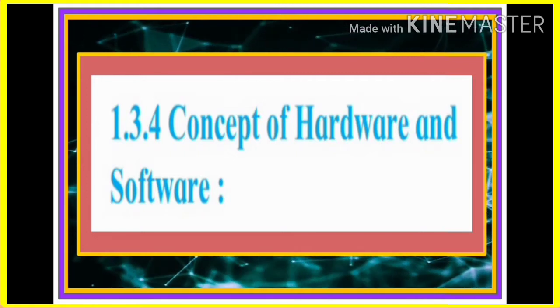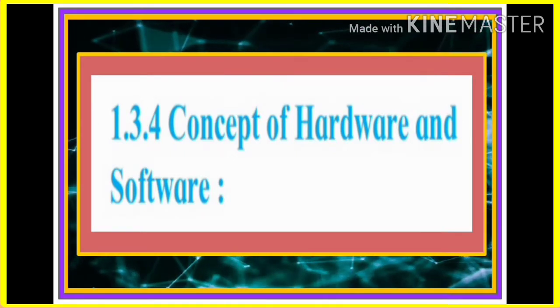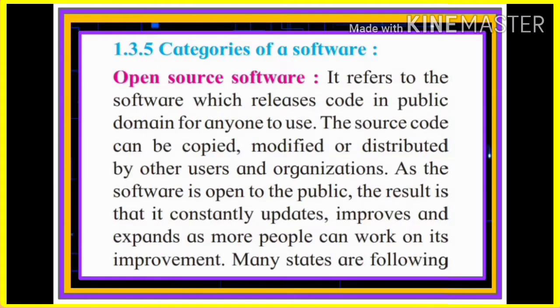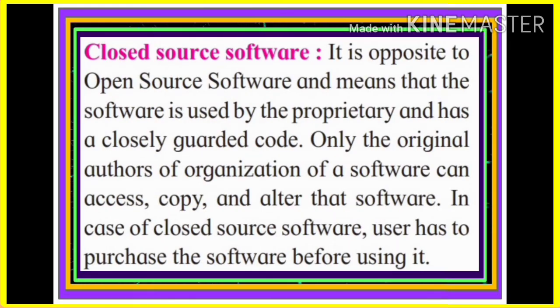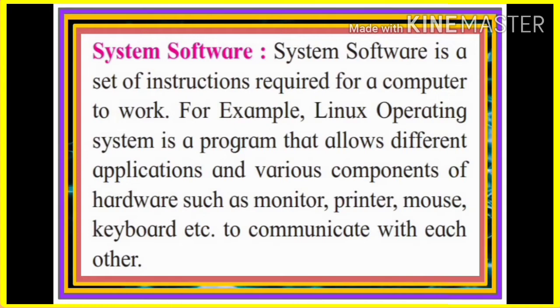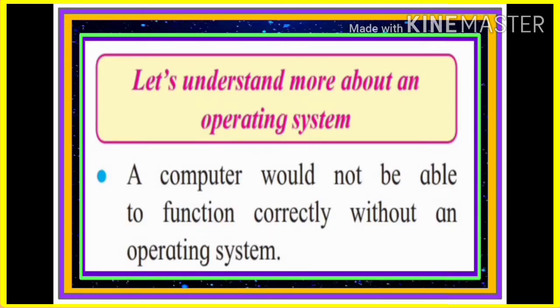Today we are going to start part 4 of chapter 1, Basic of Information Technology, Standard 11th Science. In the previous part, we have covered the concept of hardware and software, categories of a software, that is open source software and closed source software. Also, we have discussed about application software and system software. Operating system is one of the common example of system software. In this part, let's understand more about an operating system.